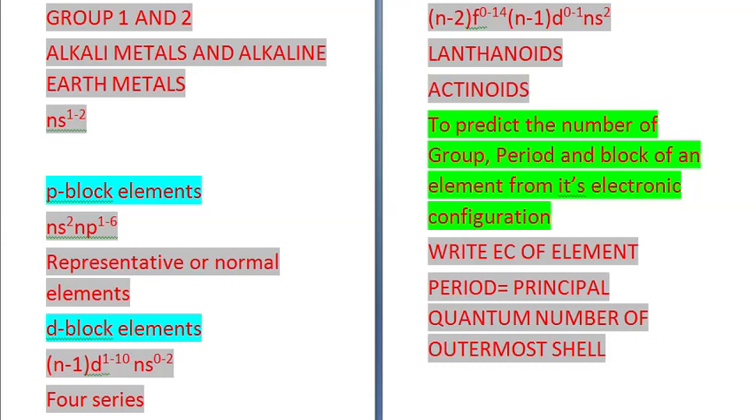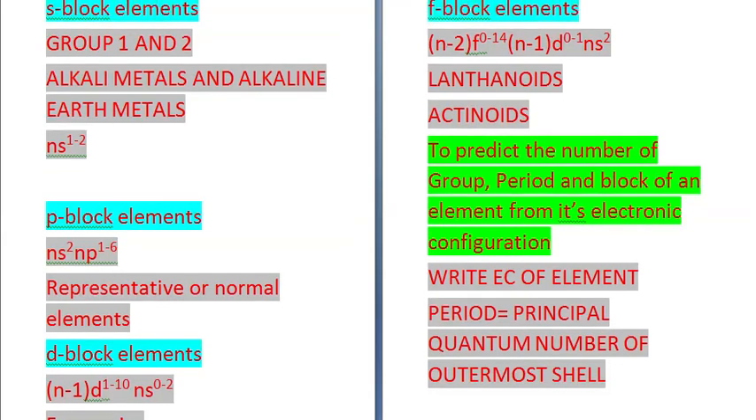Now the general electronic configuration: the last electron is going into the anti-penultimate shell, that is the f block element. In the d block it was the penultimate, not the last shell but the shell before the last, that is why n-1 d. But in the f block it is anti-penultimate. Anti-penultimate means one shell before the penultimate. So (n-2)f 0 to 14, (n-1)d 0 to 1 and ns2.